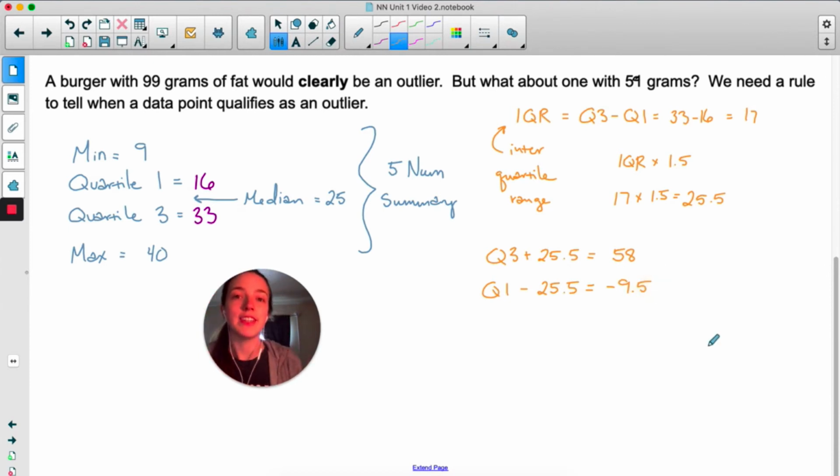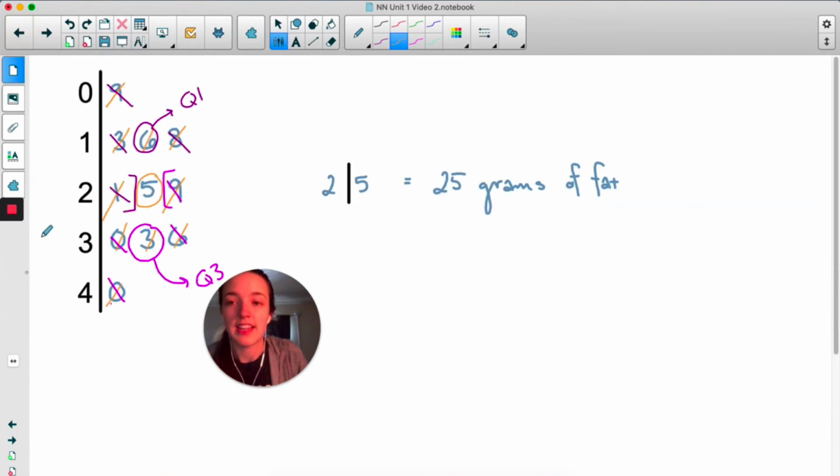Anything above 58 is an outlier. Anything below negative 9.5 is an outlier. I don't know of any sandwiches that are going to have negative grams of fat, like you eat them and they burn fat, but it's possible we might see a sandwich that's larger than 58. Based on this cutoff, we can definitely say that none of these data points are going to count as an outlier. Now the question was, what about 58?